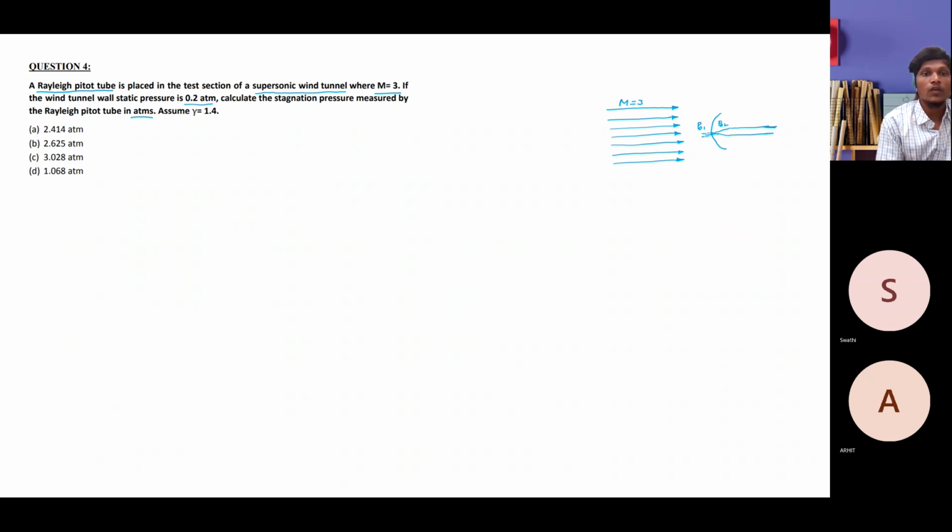So we have an additional information that the wall static pressure is 0.2 atmosphere. So we are now measuring the wall. Also, we have the information of the wall static pressure. It's not a stagnation pressure. It's 0.2 atmosphere.